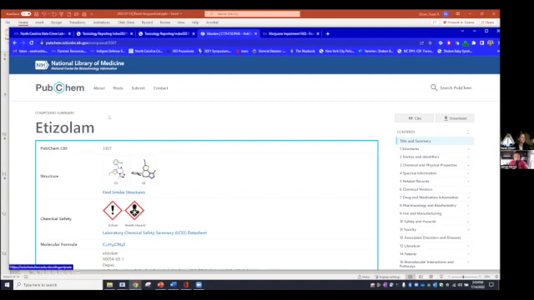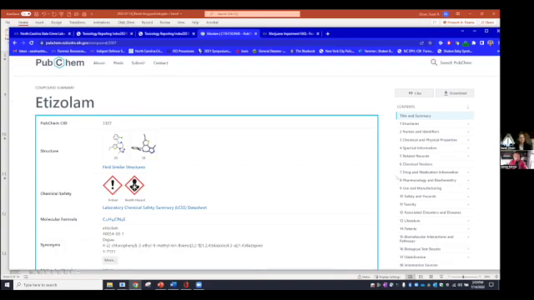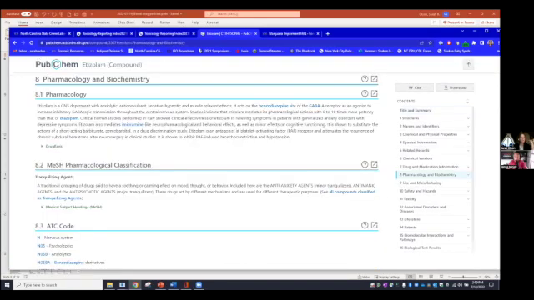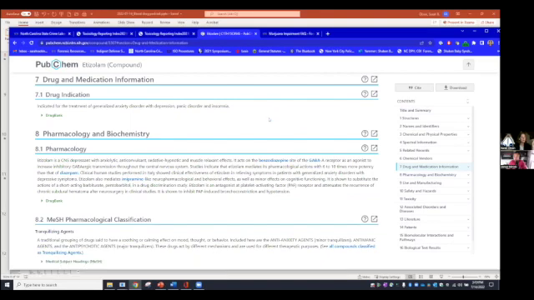It's from the National Institutes of Health, and it gives all the chemical information about the substance. It also gives information about the pharmacology, how it affects the body, and how it's metabolized in the body. So lots of great and reliable information on the PubChem website.